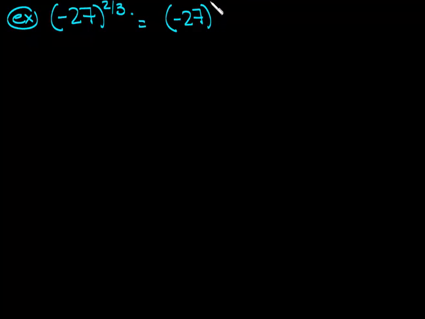Okay, here's another example. Let's say we have negative 27 raised to 2/3. So once again, I'll take negative 27 raised to 1/3 first, and then square it. Now I have to be careful here because there's a negative inside, so I want to keep those parentheses. That's why I put an extra set of parentheses or brackets, whatever you want to call them, on the outside. So I do this first.